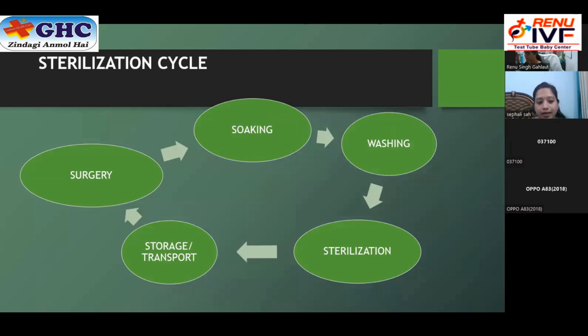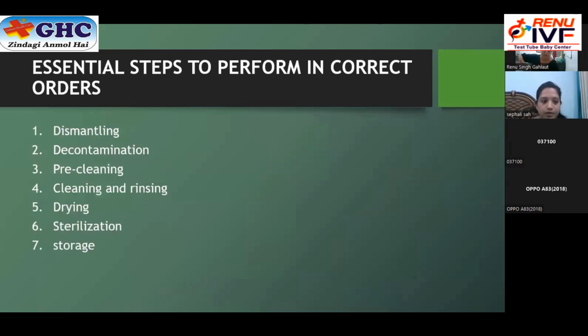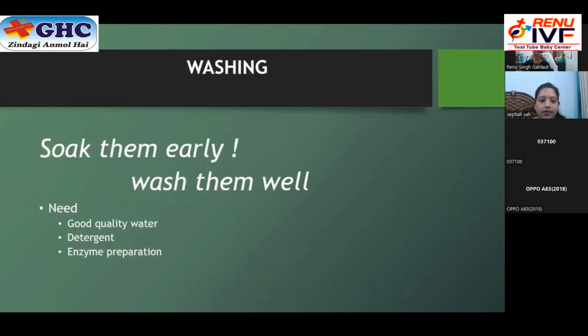Now coming to the sterilization cycle. What is the sterilization cycle? It consists of surgery, followed by soaking the instrument intraoperatively, then washing, followed by sterilization, then storage and transport. So what are the essential steps to perform in correct order? First of all, dismantle the instrument, then decontamination, followed by pre-cleaning, cleaning and rinsing, drying, sterilization and storage.